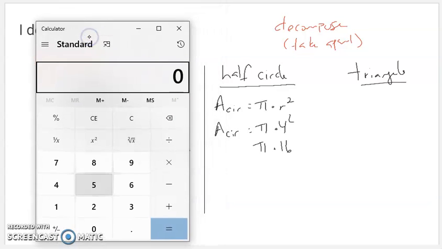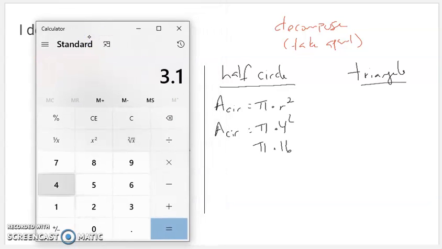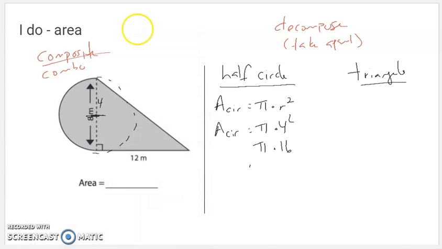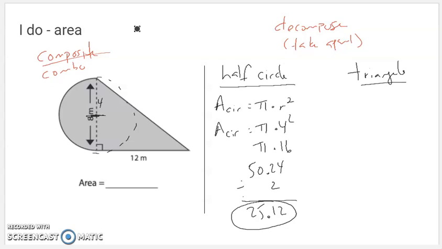Slide that down where you can see it all. So pi times 16. So the area of the full circle, now keep in mind that's not what I need, is 50 and 24 hundredths. That's the full circle. So if I want half the circle, I would divide that in half. Half of 50 is 25. Half of 24 is 12. So the half circle area is 25 and 12 hundredths square meters, since we're measuring area. So that's the half circle.